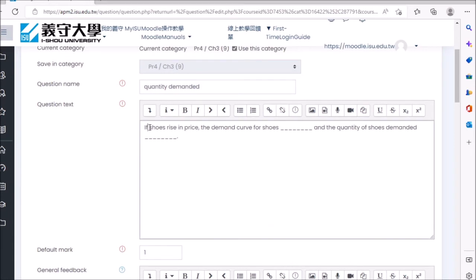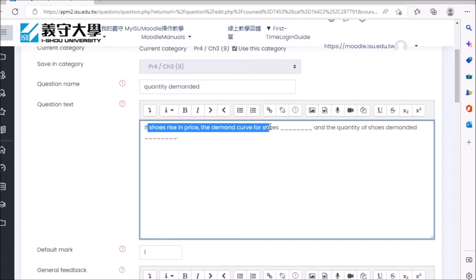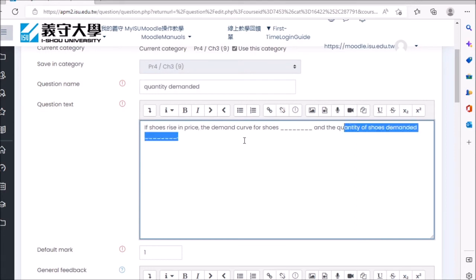Next question, if the price of shoes rises, what's going to happen to demand curve and quantity demanded? Well, demand curve doesn't change. As you know, a price change means we'll move along the demand curve. And in that case, if the price is higher, the quantity demanded is lower. So no change for demand curve and a decrease in quantity demanded.